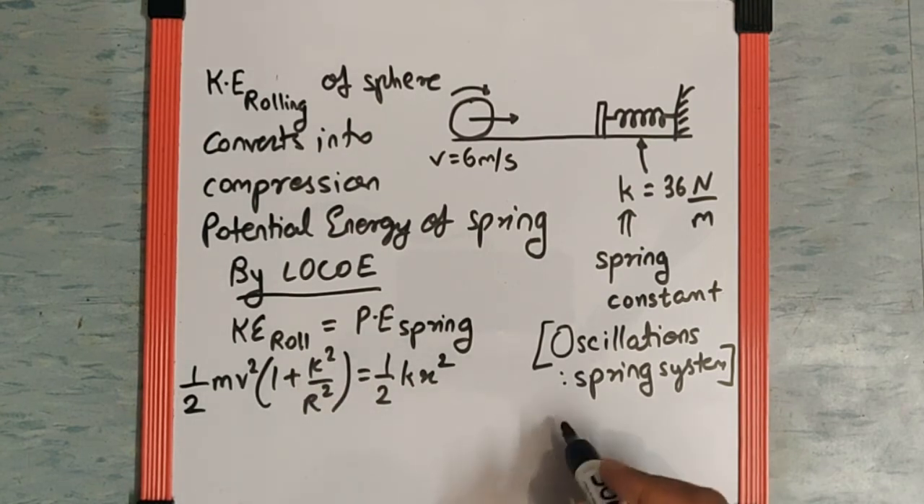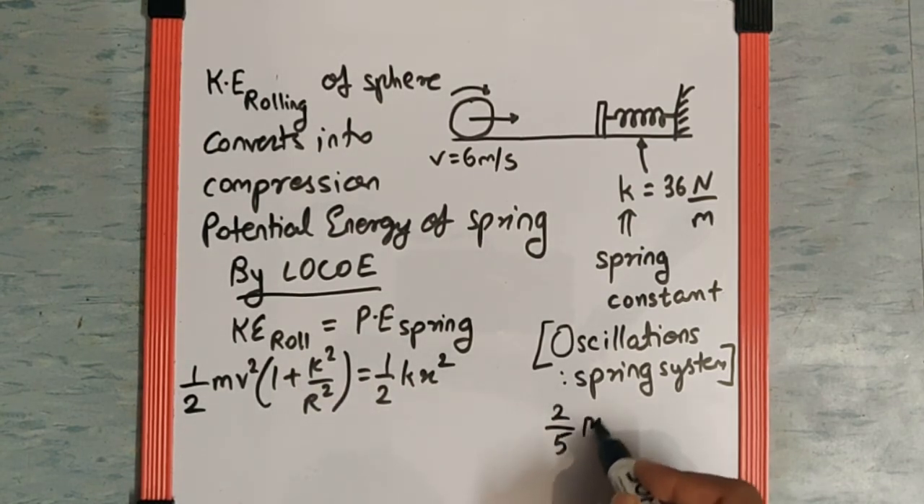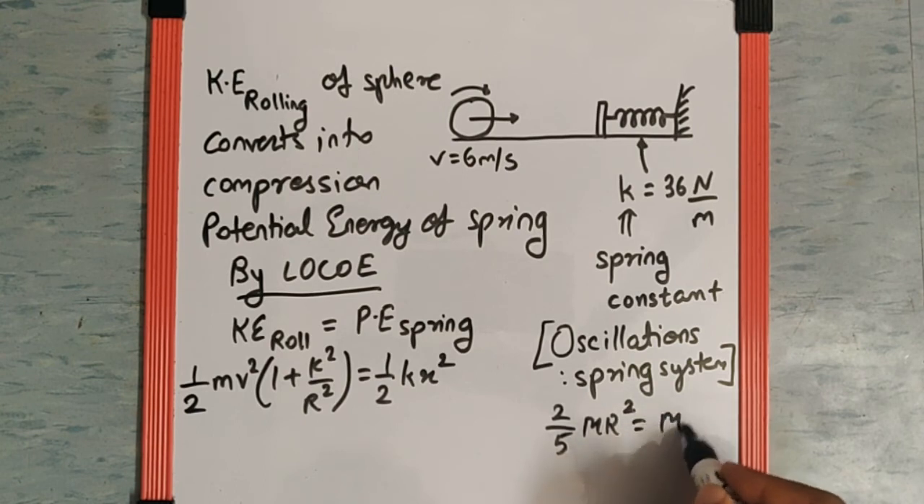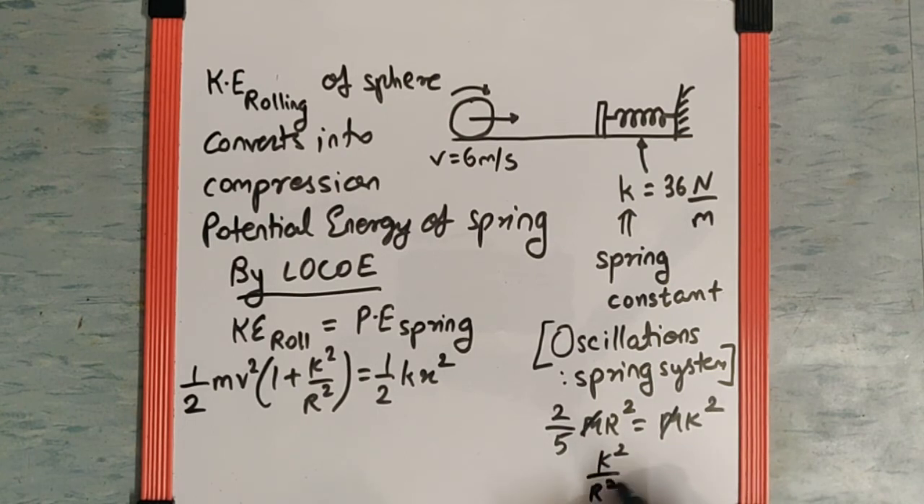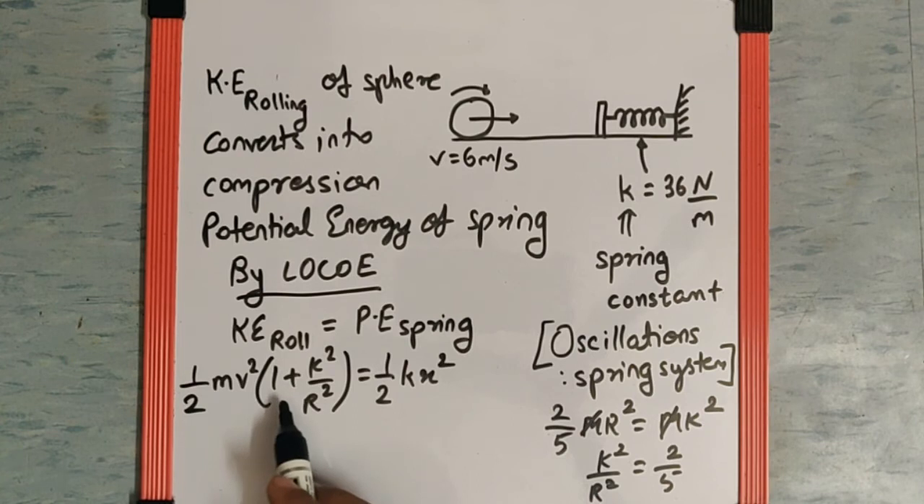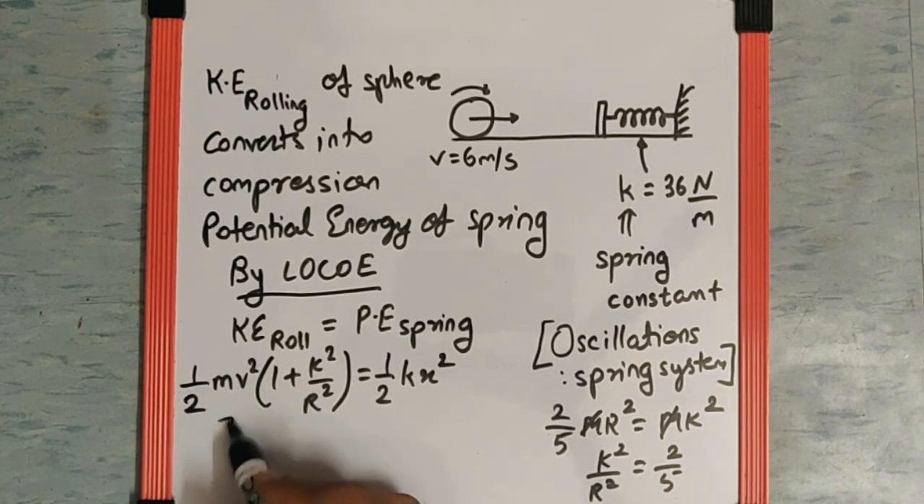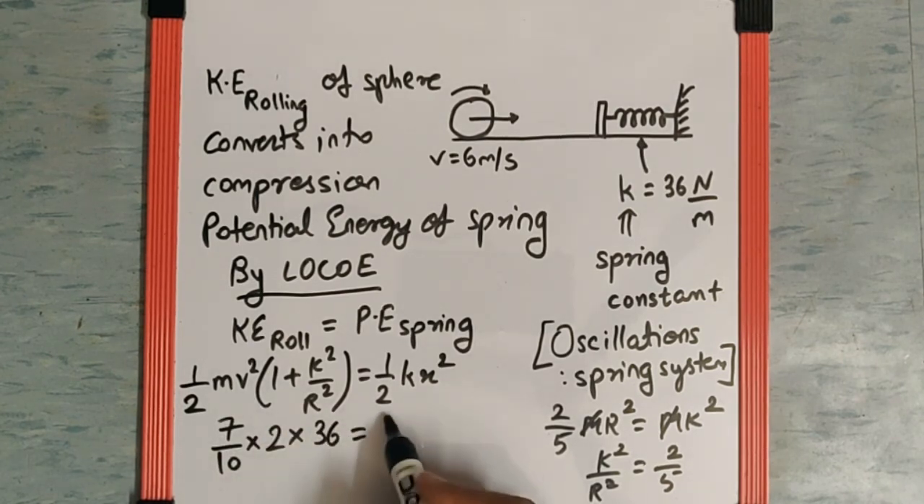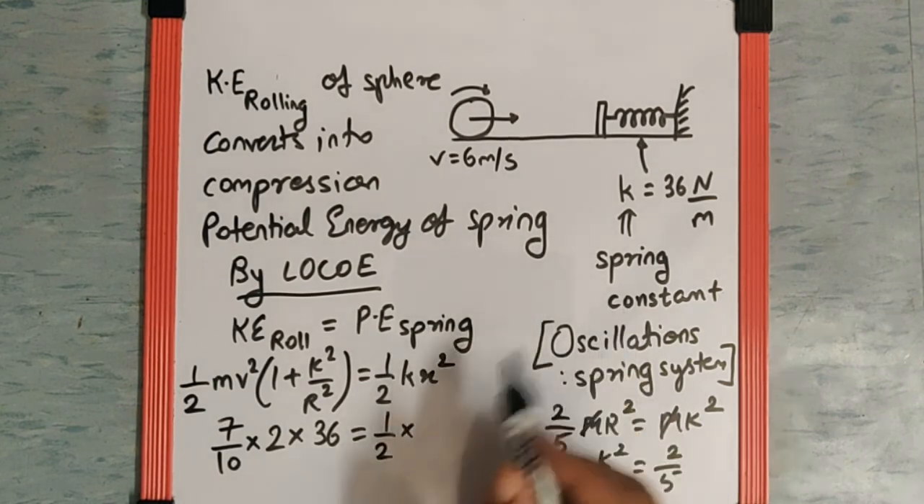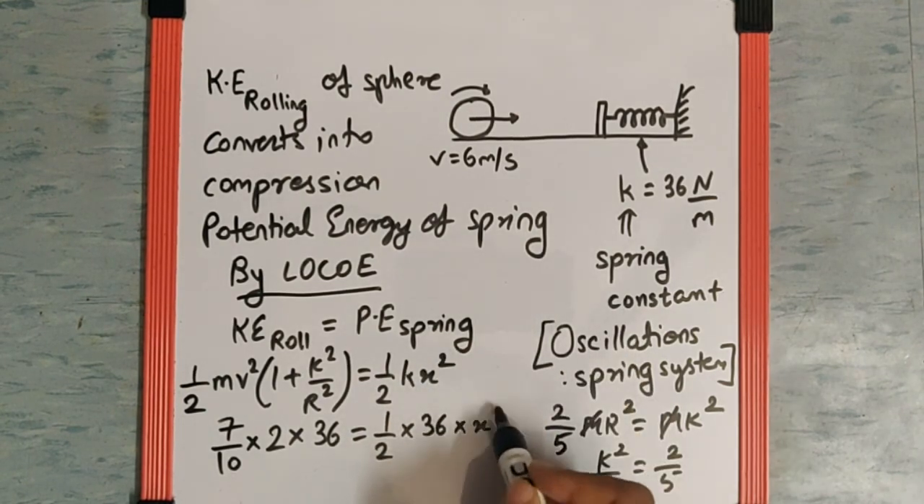Okay. Now for the sphere, we know the moment of inertia is 2 by 5 mr square, for which the general formula is mk square. So m gets cancelled and we get k square by r square as 2 by 5. So if we substitute that over here, 1 plus 2 by 5 is 7 by 5. 7 by 5 into half is 7 by 10. So 7 by 10 into mv square, where m is given as 2 kg. Velocity is given as 6, the square will be 36, which is equal to half into k, given as 36 Newton per meter, into x square.